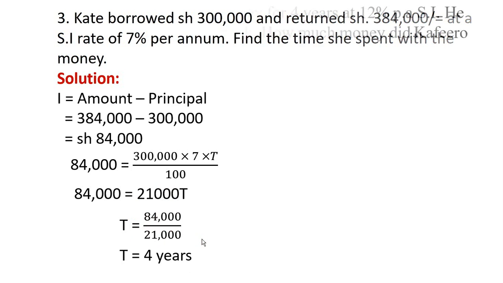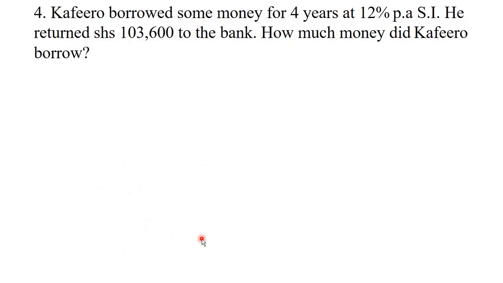Let's look at another example. That is example 4. Kafero borrowed some money for 4 years at 12% per annum.